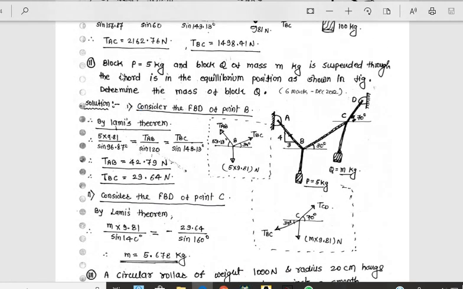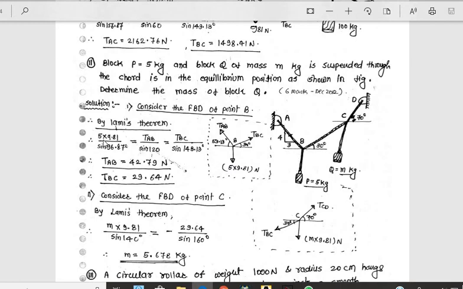Now next, a block P is equal to 5 kg and block Q of mass m kg is suspended through the cord, is in equilibrium position as shown in figure. Determine the mass of the block Q. There are 2 points, B point and C point, so you have to draw the two free body diagrams. First at point B, show this TAB and TBC, calculate this angle, convert this kg in Newton, and apply the Lami's theorem to point B.